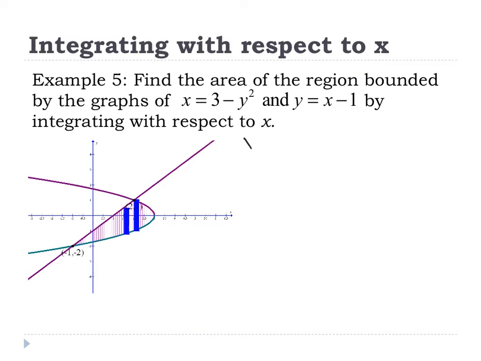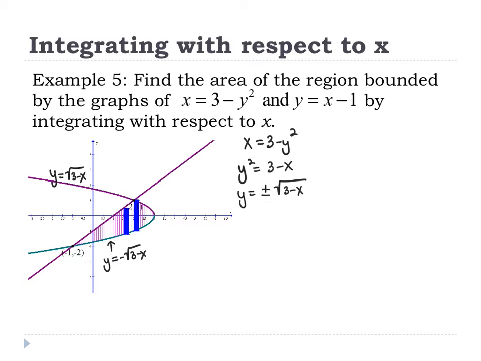The first thing that we need to do is convert this x minus 3y squared into a y equals. So I get y squared is 3 subtract x, and then y is the plus or minus square root of 3 subtract x. You'll notice here that I did two different colors because we have a top and a bottom. The plus is the top one. So this is y equals the positive root of 3 subtract x, and this is y equals the negative root of 3 subtract x.